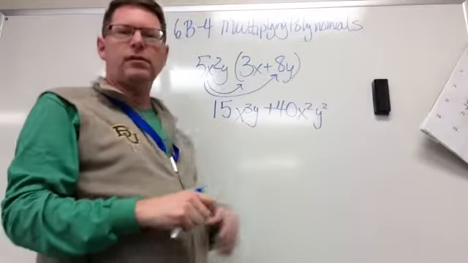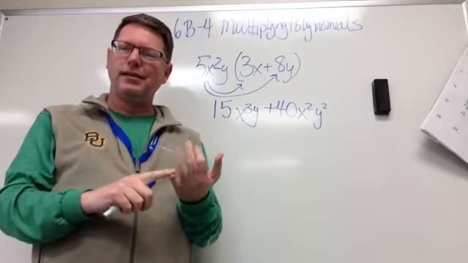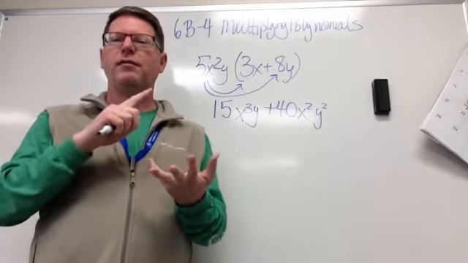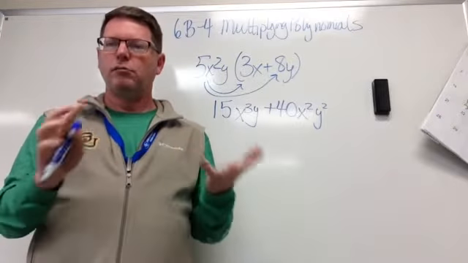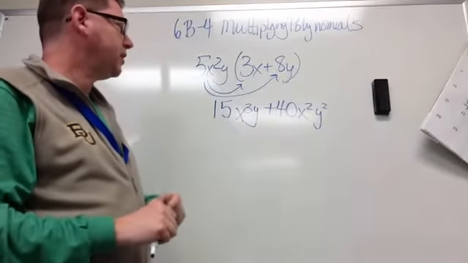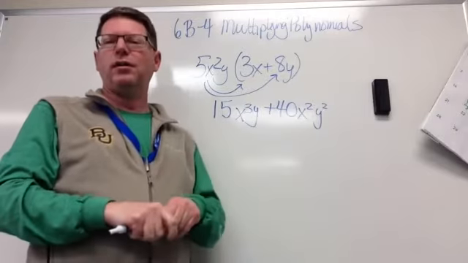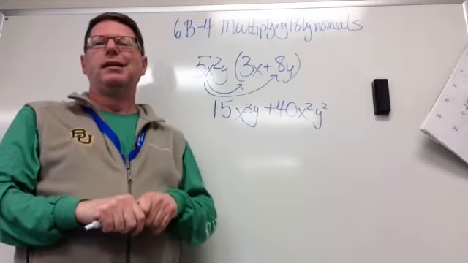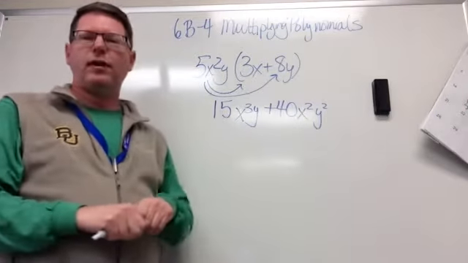Are these like terms? No, because the variables don't have exactly the same exponents. So they're not like terms. So I'm done. 15x to the third y plus 40x squared y squared is the simplified version of our multiplication of polynomials.